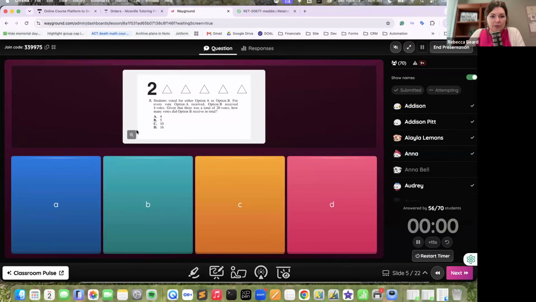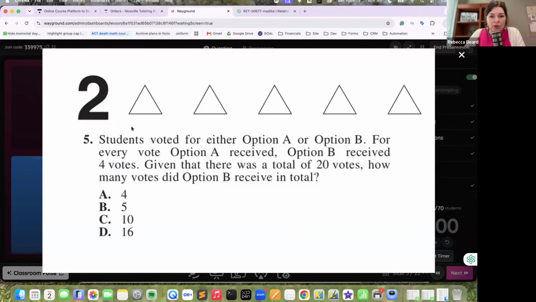Ooh, Nelly. So, number five, students voted either option A or B. For every vote option A received, option B received 4 votes. Given that there was a total of 20 votes, how many votes did option B receive? So, let's break this down in simple terms. We've got a total of 20. And if we're asking ourselves, who has more votes? Well, option B received 4 votes for every one option A did.